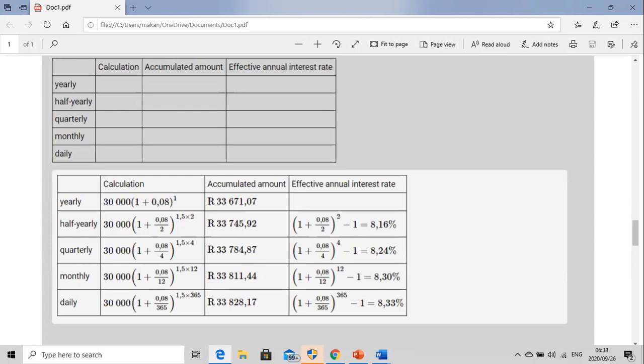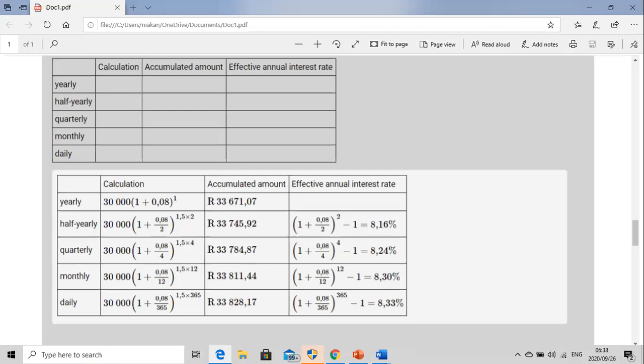But then the most interesting one is the daily one. If you compound it daily, so once again, you're going to multiply 1.5 by 365 days.